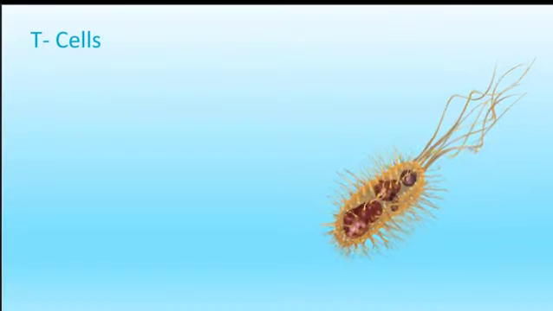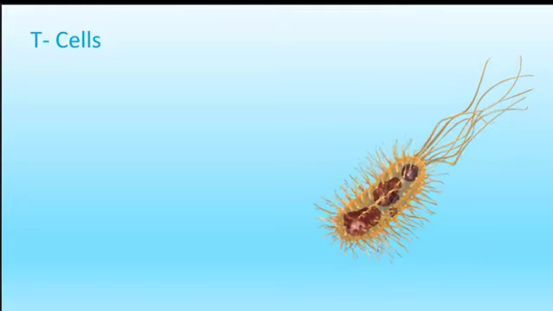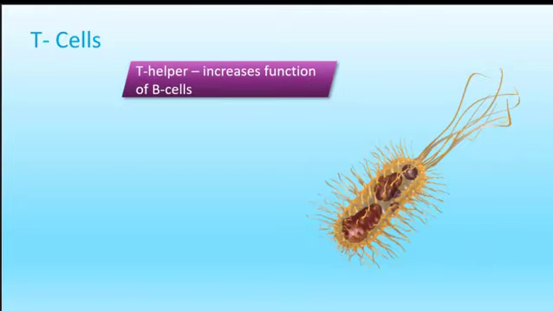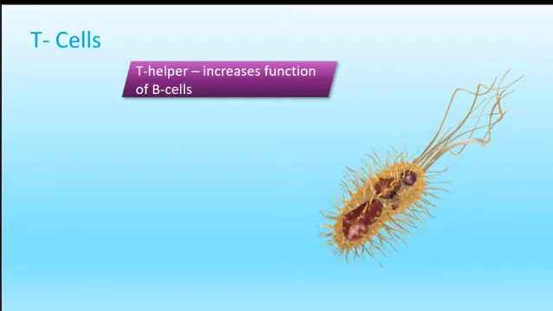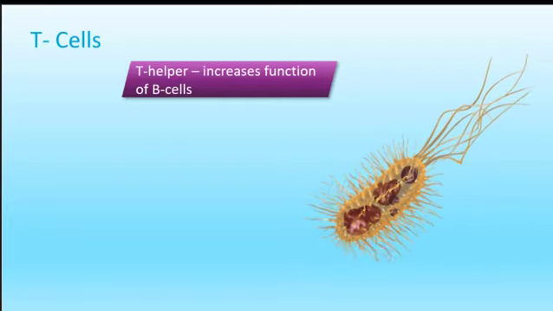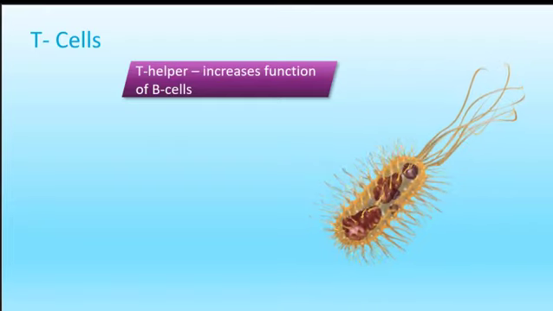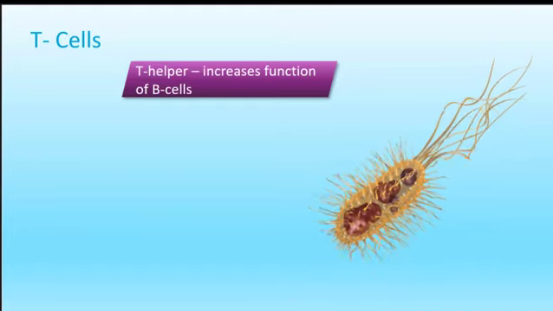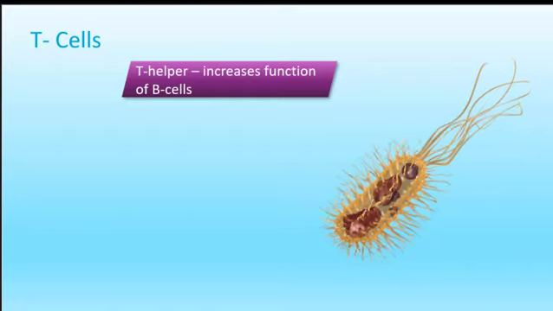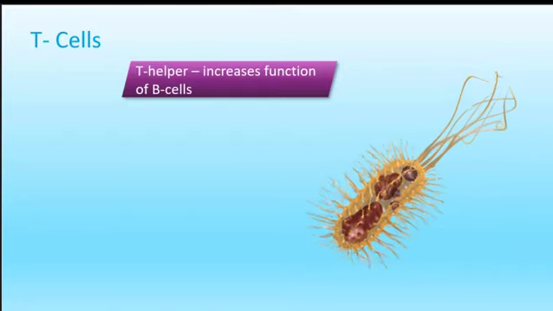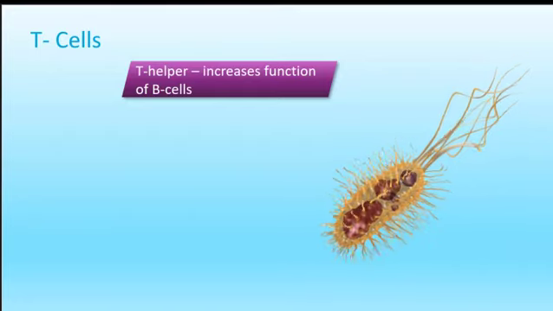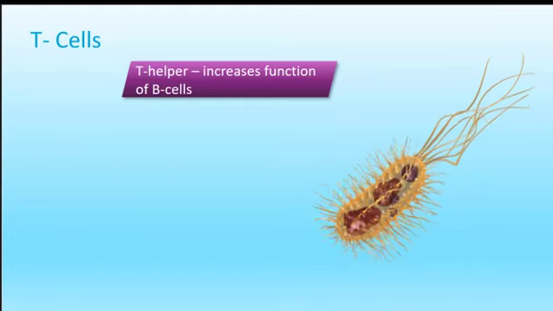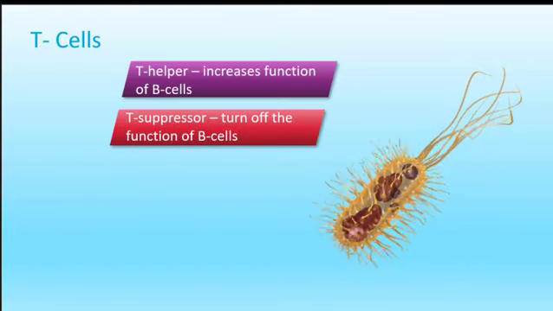The T cells, there are 4 types of T cells which you need to know. The first one is going to be the T helper. This is going to help increase the function of the B cell, and it also helps activate T cytotoxic cells. They're one of the most important components of our immune system because we need all the help we can get, guys. The T suppressor cells tell the B cells when to chill out.